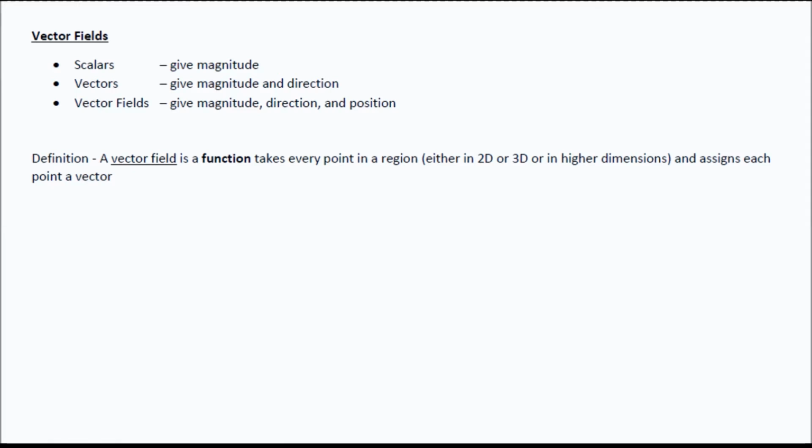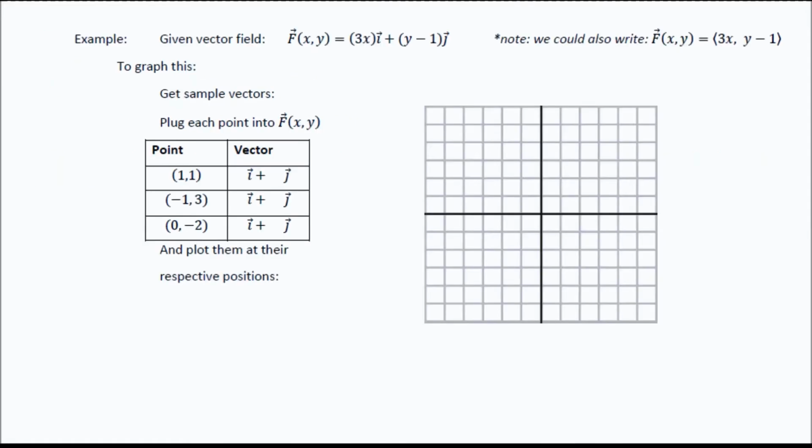a function that takes every point in a region, and we're going to be sticking with 2 dimensions or 3 dimensions for Calc 3, but it could be extended to higher dimensions as needed. But it takes every point in that region and is going to assign each point a vector. And again, there's going to be a function that defines how we do that. So let's take a look at an example here to start off with.